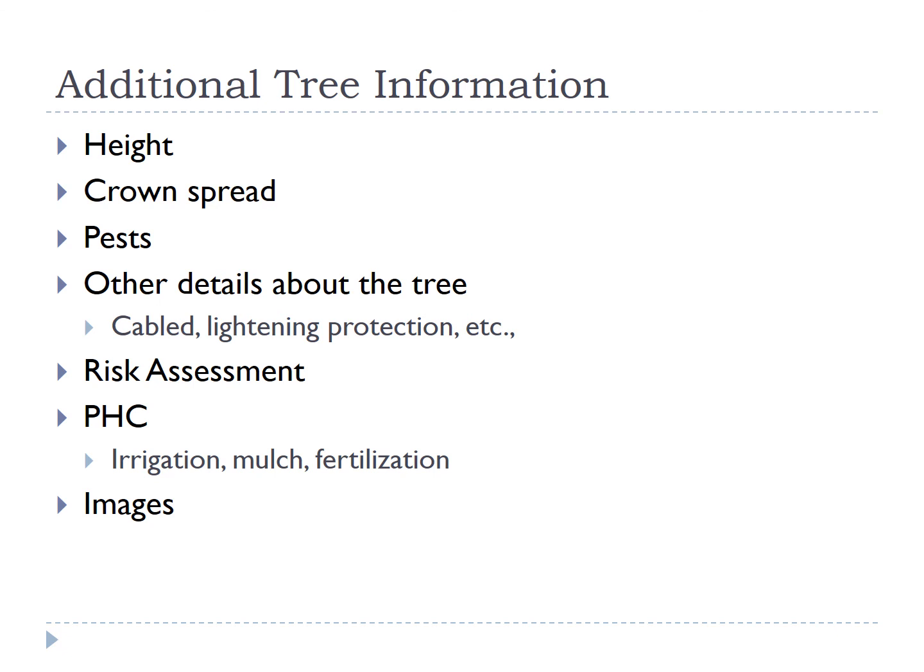We might be also collecting information about pests, and we can set up the data collectors with drop-down menus for common pests or train volunteers to identify certain things or categories. And so whether there's cankers or foliar problems, we might just have things listed by category. We could list other details about the tree, whether it's cabled, has lightning protection, or some other interesting bit of information that's useful to have in the inventory.